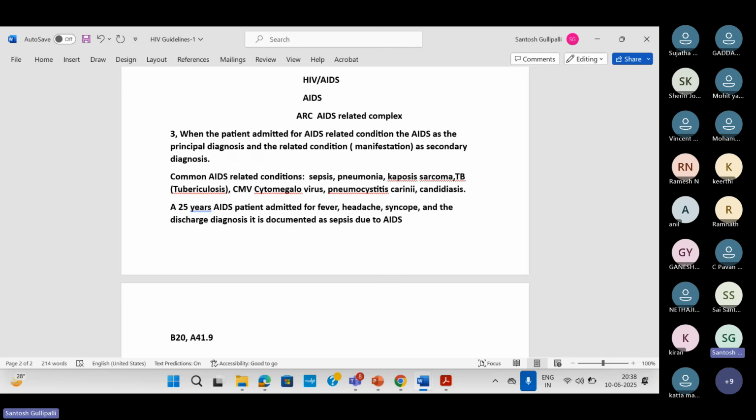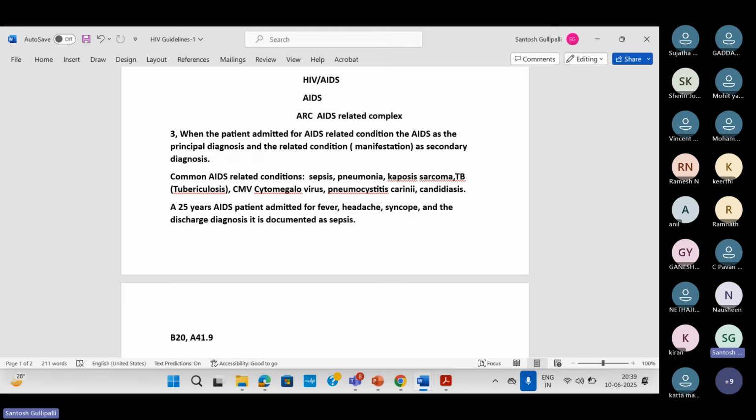For example, the physician has not documented that the sepsis is due to AIDS. Only the discharge diagnosis is documented as sepsis only. In this case, can you assign AIDS as PDX? No. Because the patient comes for sepsis. Sepsis is generally an AIDS related condition, but the physician must and should document the relation between the condition and AIDS.